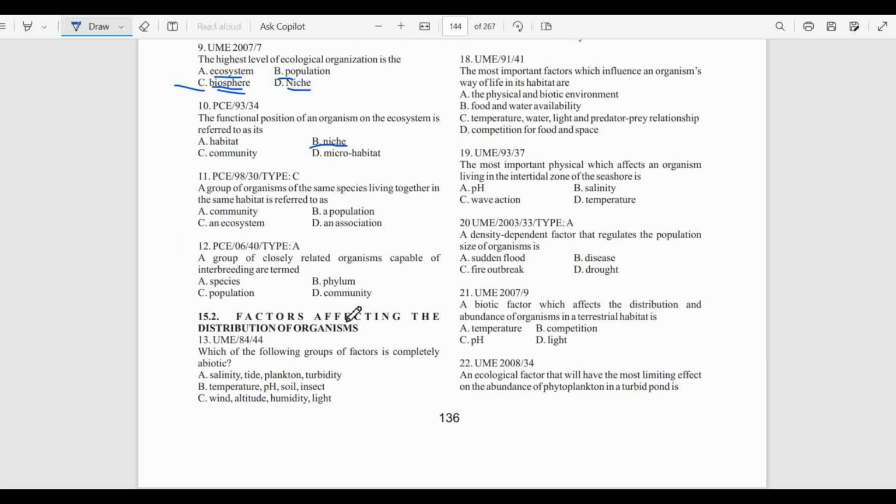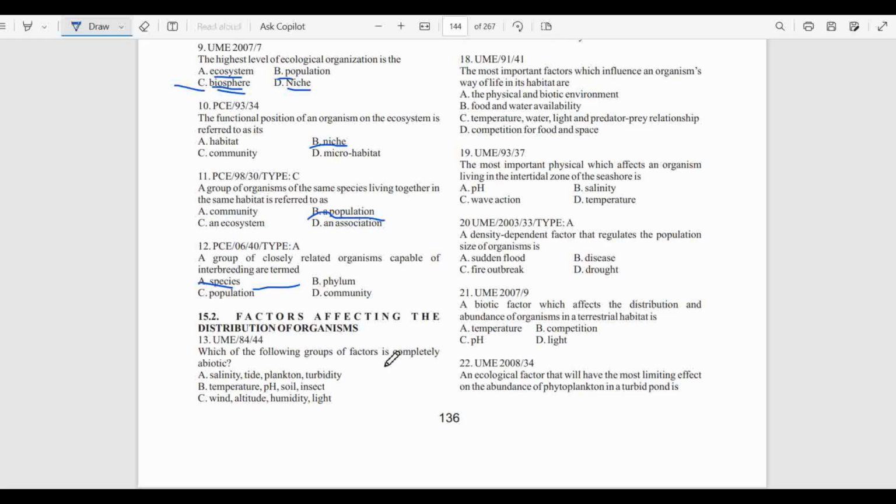Question 11. A group of organisms of the same species living together in the same habitat are referred to as population. B. That's another repeated question. A group of closely related organisms capable of interbreeding are referred to as species. Okay, now we're done with that. We'll move on to factors affecting distributions of organisms.